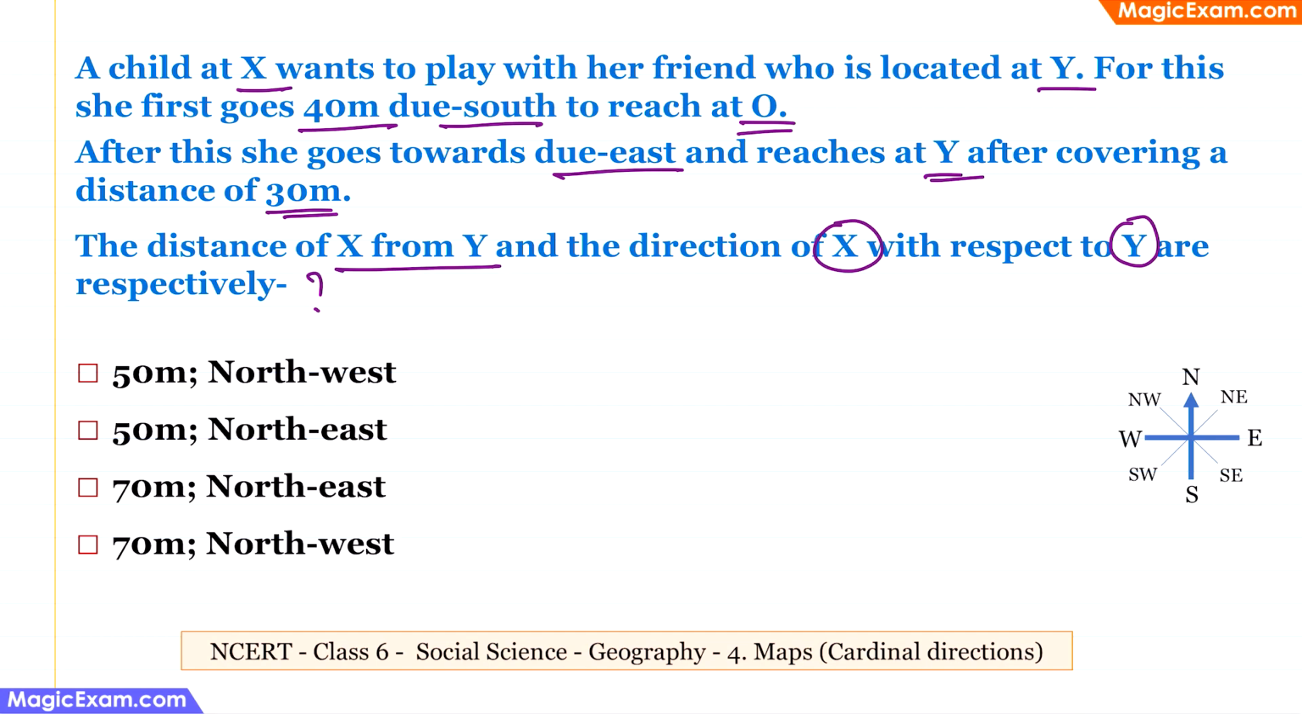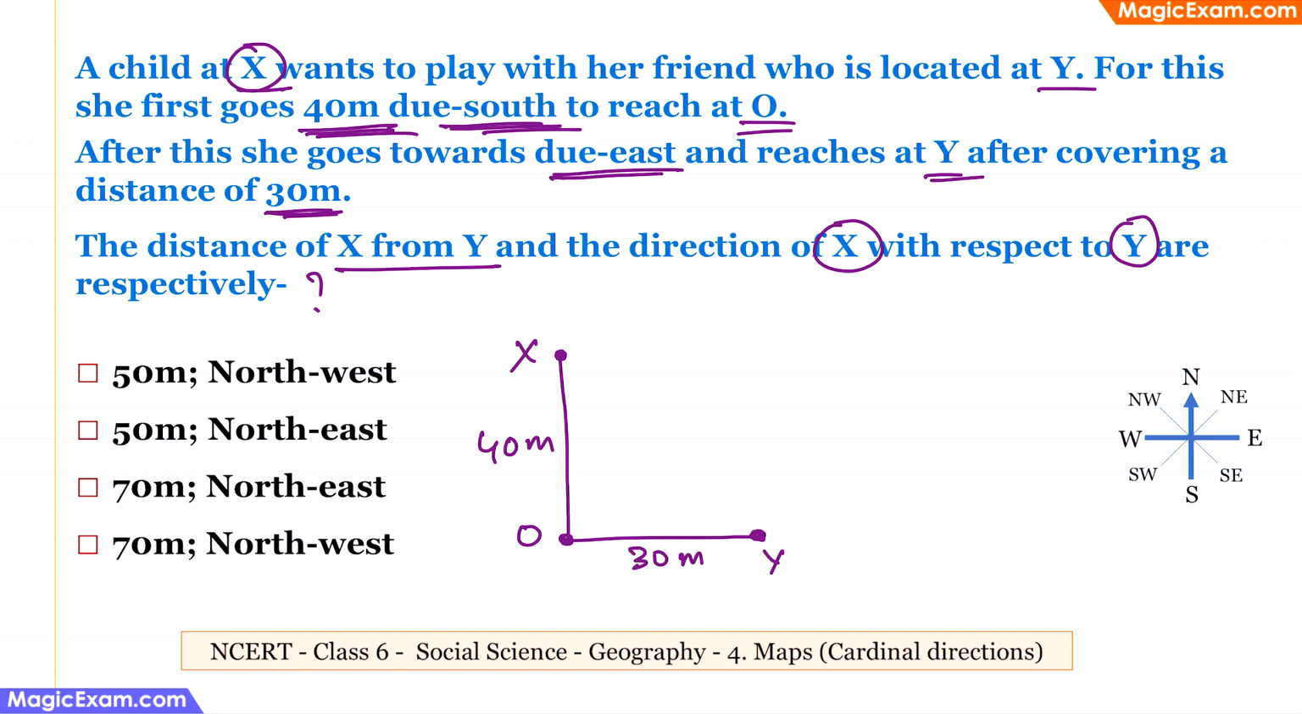Now let's chart this out in a diagram. The child is at X, so let's put a point and call it X. And from here, she first goes 40 meters due south to reach O. So she traveled 40 meters due south and reached a point called O. So this is 40 meters. And from here, she goes due east and reaches Y after covering a distance of 30 meters, which means that she traveled towards the eastern direction and she reached Y and she had to travel 30 meters to reach Y.